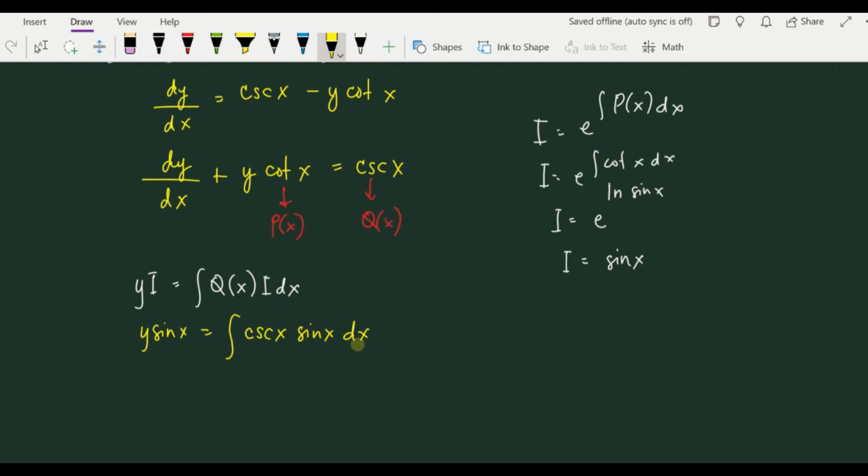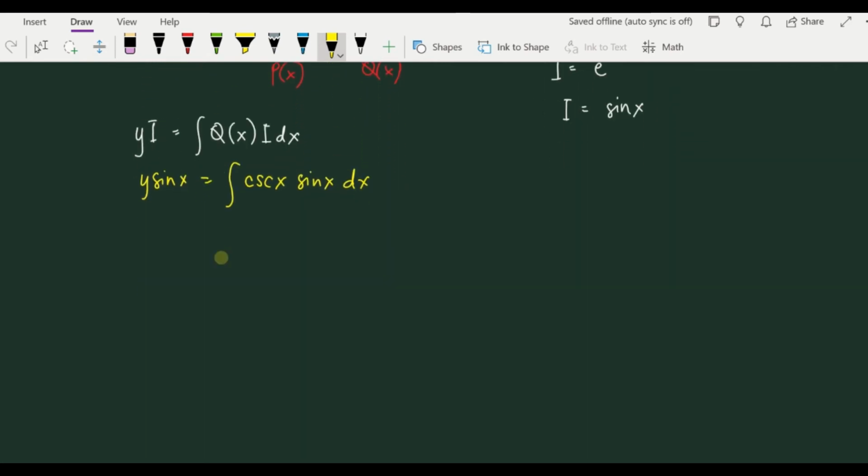So, makikita nyo yung cosecant x times sin x. Diba? May identity tayo, trigonometric identity. Reciprocal identity, alam natin ang cosecant x and sin x are reciprocals. Diba? Yung cosecant x ay 1 over sin x times sin x dx. So, we have y sin x equals, so makakancel yung sin, 1 na lang, or 1 dx or dx.